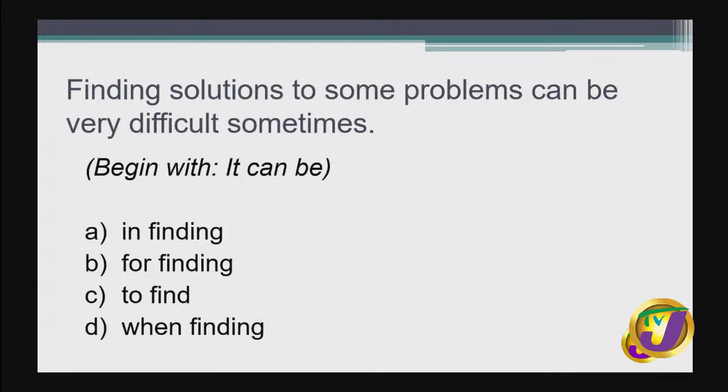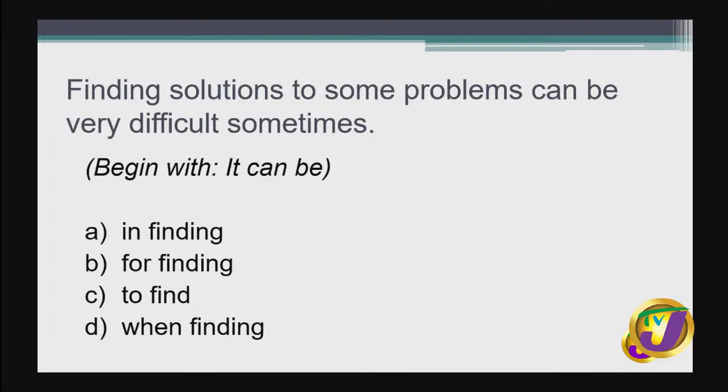It can be finding solutions? Or do you put it at, it can be very difficult sometimes? Where would you conclude? So you're going to start your new sentence with, "it can be." So naturally, it would say, it can be very difficult sometimes. What would you need to use now to join that segment with the original segment that said, finding solutions to some problems?